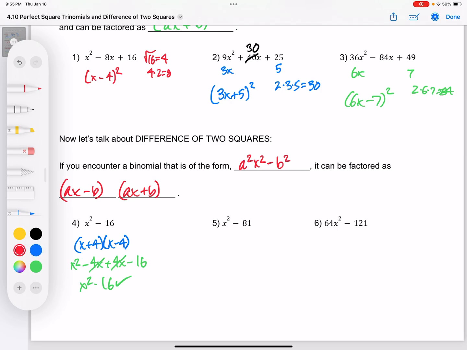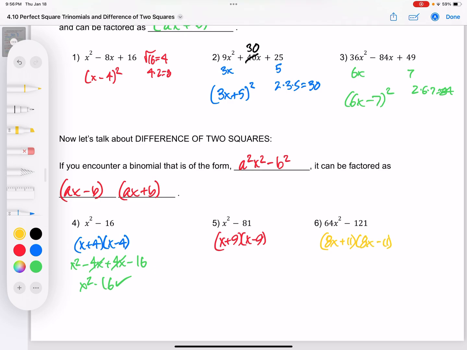All right. Next up, x squared minus 81, x plus 9, x minus 9. As easy as can be, right? And for our last one, this one has a square here. So I know that the square root of 64 is 8. So 8x, the square root of 121 is 11. So it's 8x plus 11, 8x minus 11.